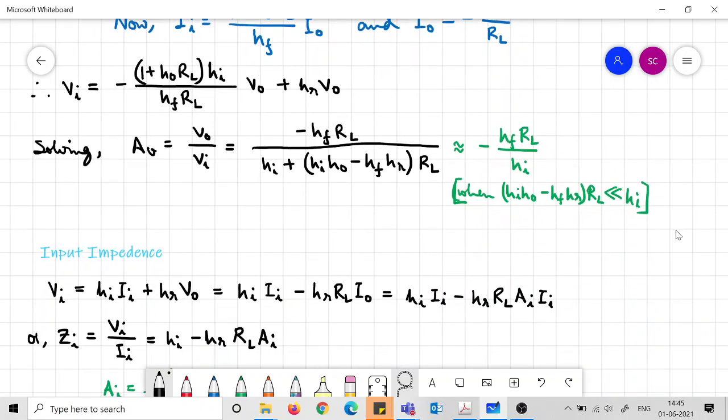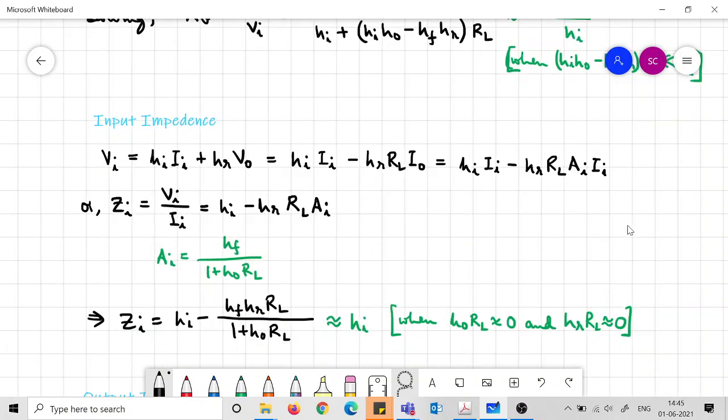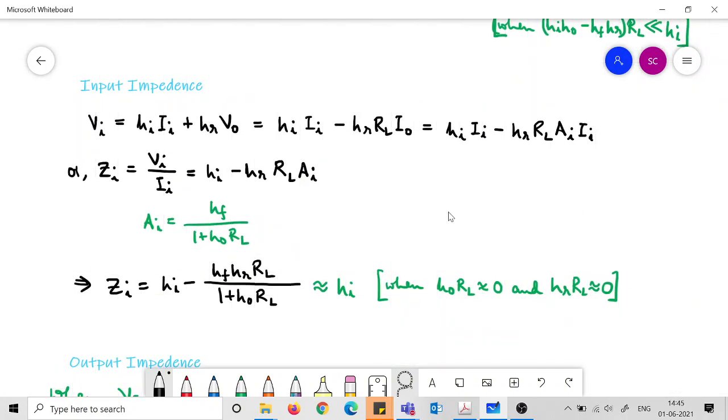Okay, this thing. Input impedance you can also calculate. Input impedance is VI by II, that is the input impedance. Now VI is again HI II plus HR V0, using the KVL in the input loop. Now you have to replace this V0 with II. So V0 is replaced as minus RL I0, and I0 you have to replace with II. We have a relationship. I0 is AI II.